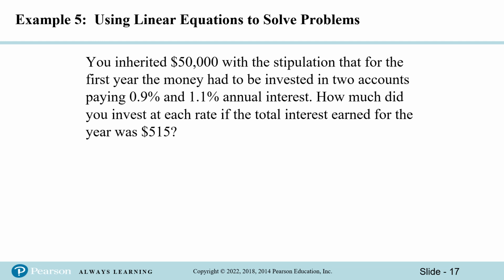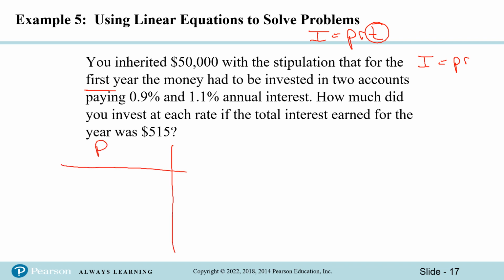Easiest way to do this is to set up a table. You do need to know that for simple interest, the formula is principal times rate times time, but in this example, they gave us 1 year for the first year. So time is equal to 1. So principal times rate times 1. Okay, so we're going to have the principal, and we're going to set up a table here, the interest rate, and then the amount of interest. Okay, so these multiplied together equal the interest.